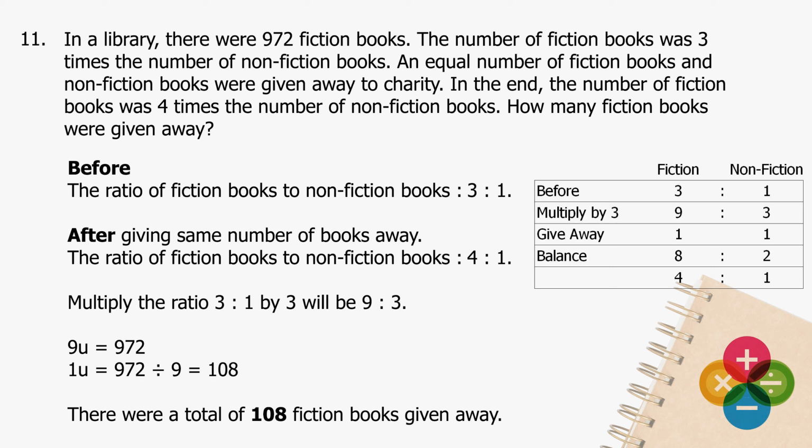9 units of the fiction books will be 972. 1 unit of the fiction books will be, divide 972 by 9, and the quotient is 108. There were a total of 108 fiction books given away.